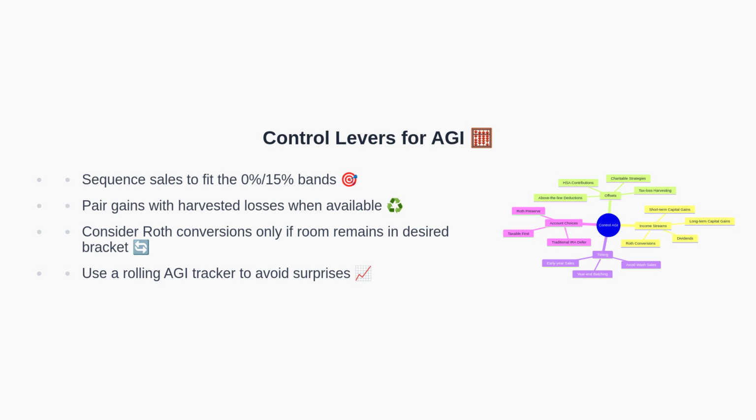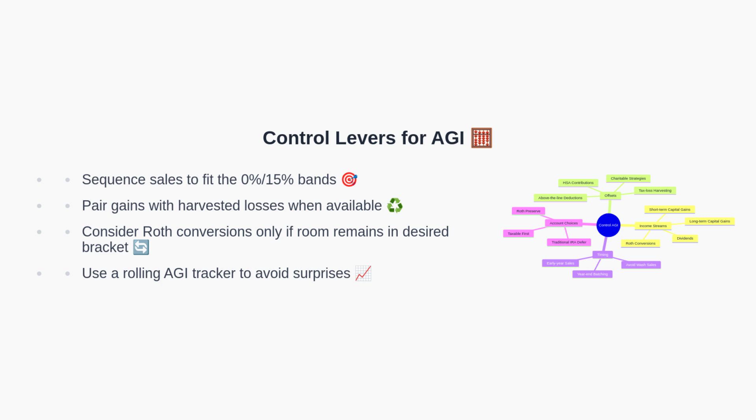This mind map outlines the major levers you can use to control adjusted gross income. Manage income streams, such as long-term gains, short-term gains, dividends, and Roth conversions. Combine them with offsets including harvested losses, above-the-line deductions, health savings account contributions, and charitable approaches. Use timing by doing early year sales for visibility, or batching near year-end, while avoiding wash sale violations.